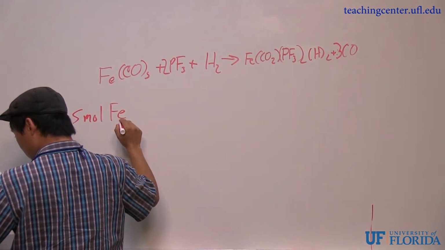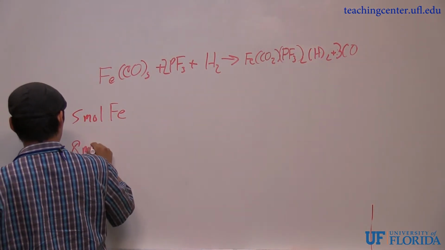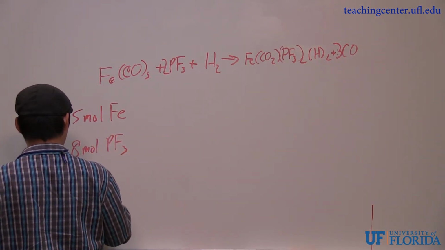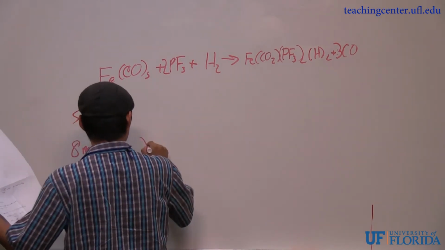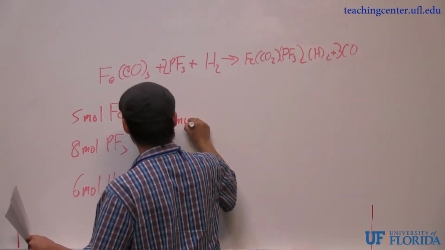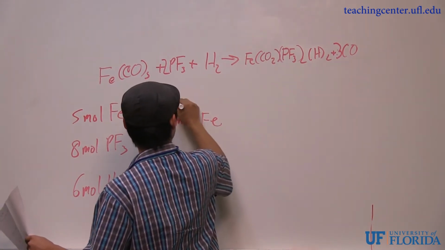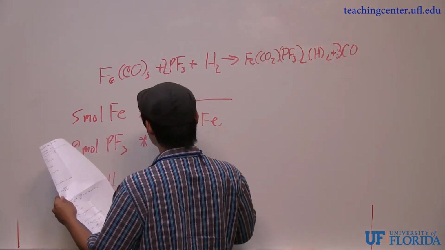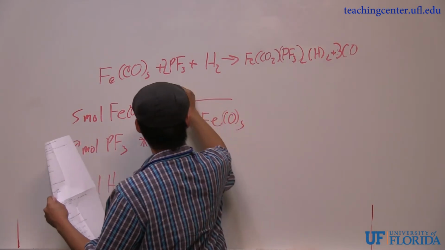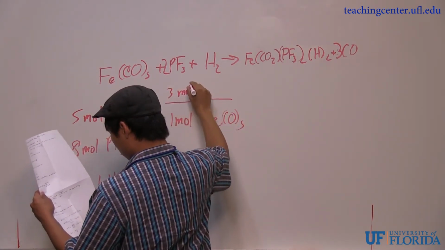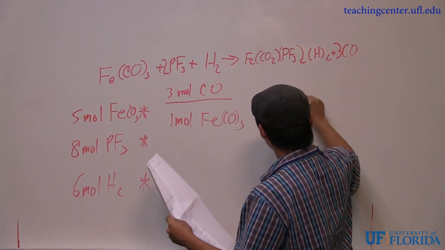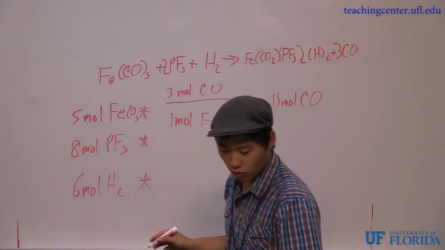5 moles of Fe, 8 mole of PF3, and 6 mole of H2. And we're just going to do the mole-to-mole ratio for each one. And you're going to do this for each one.